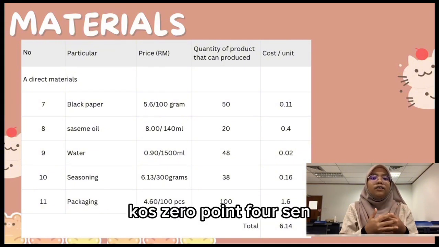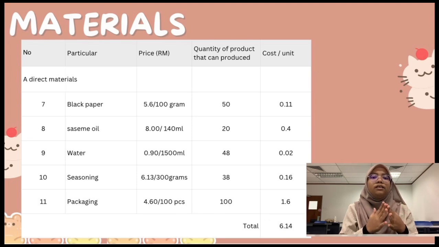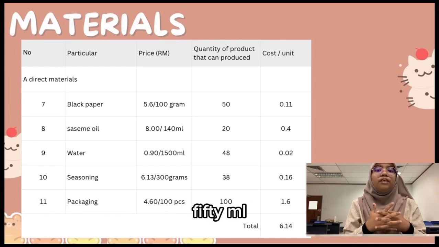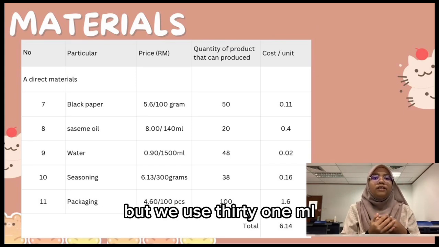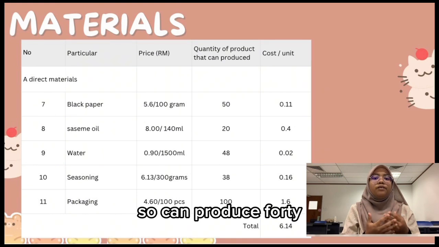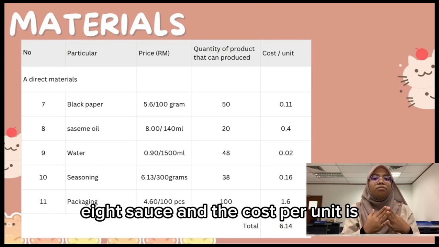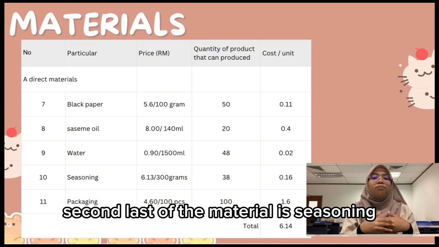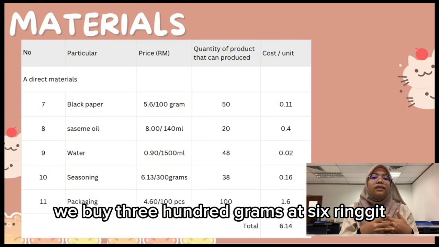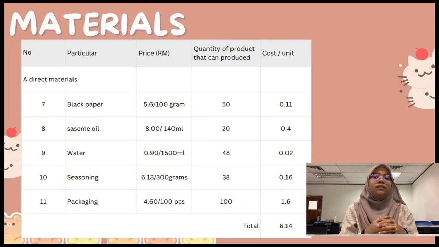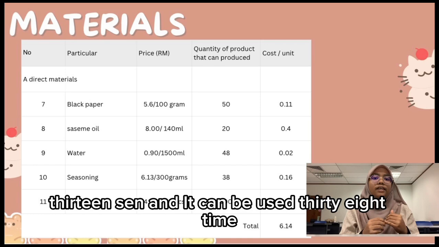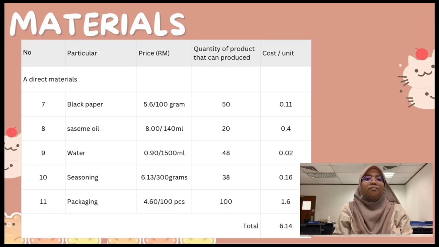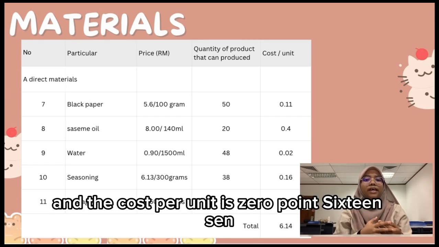Next, sesame oil is 140 grams at 8 ringgit, but we produce 20 times, and the cost per unit is 0.4 cents. Then we buy water 150 ml, but we use 31 ml, so we can produce 48 sauces, and the cost per unit is 0.02 cents. Second last of the materials is seasoning. We buy 300 grams at 6 ringgit 13 cents, and it can be used 38 times because we use 3 grams, and the cost per unit is 0.16 cents.